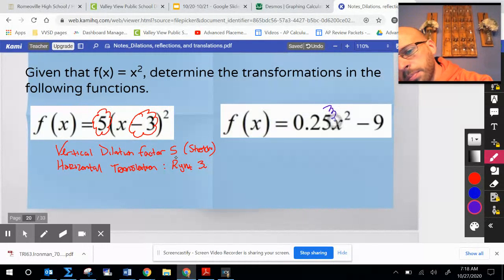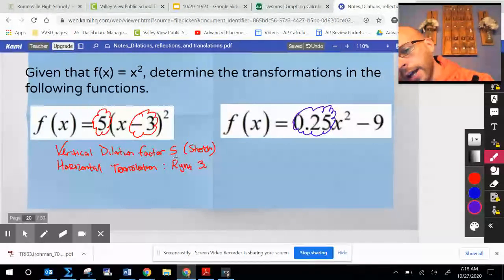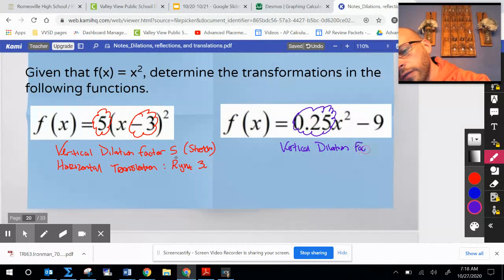So here I have a multiplier of 0.25. So that's going to be a vertical dilation factor of 0.25. And because that number is smaller than 1, it's going to be a compression.